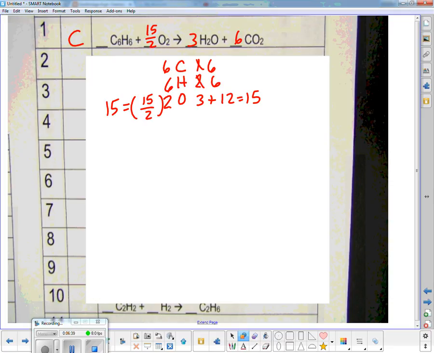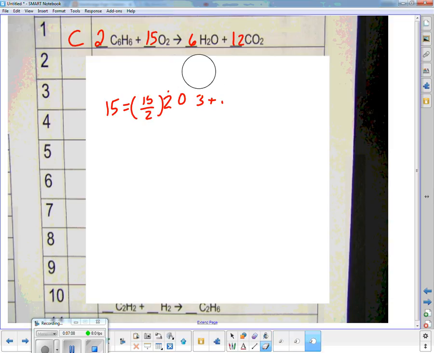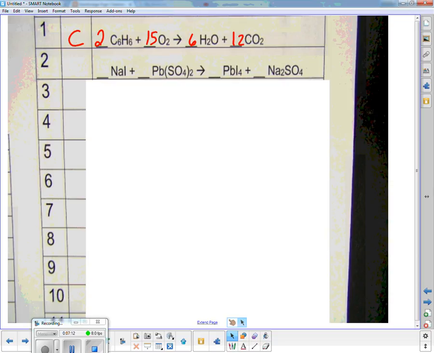How do I get rid of a fraction in math? Multiply by the bottom number, right? So I'm going to multiply by the bottom number all the way through. So 15 halves times 2 is 15. 3 times 2 is 6. 2 times 6 is 12. And I've got my balanced equation. Okay. Then I'm going to move to another piece on my sheet, and I'm going to move my sheet down to the next one.